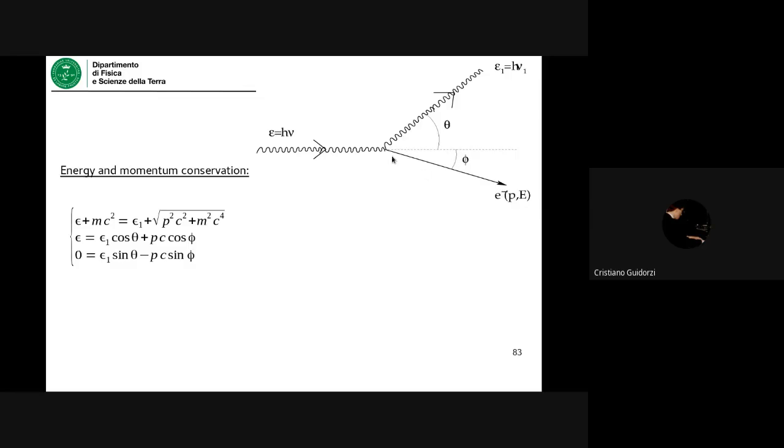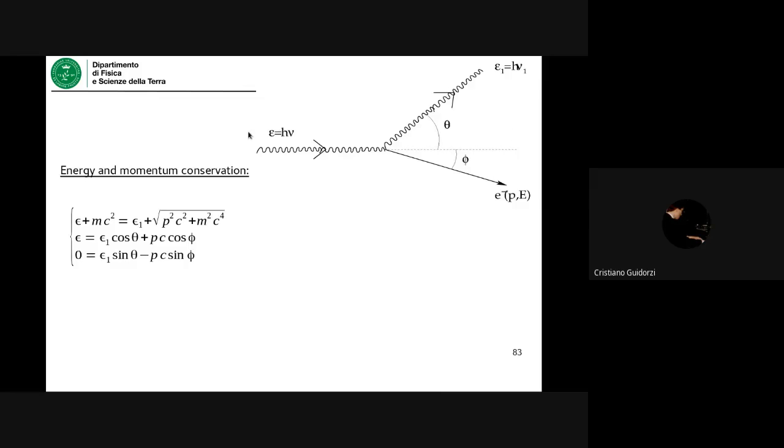Okay, so now it's just a matter of conservation of momentum. You immediately realize that all these three vectors, the momentum of the incoming photon, of the resulting photon, and the final momentum of the electron, have to lie on the same plane. If this weren't the case, of course, you could not conserve the linear momentum. So they all lie on a plane in this case.